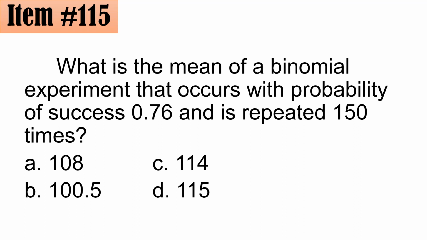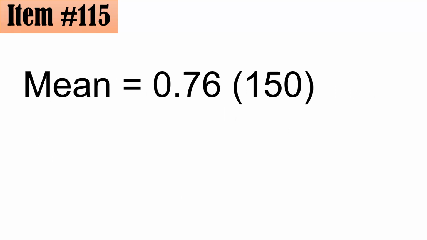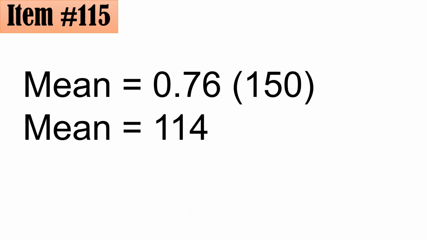Let's see. Letter C. Actually, to get the mean, all you have to do is just multiply them. So 0.76 times 150 is 114. And I agree with you. Letter C. Good job. Okay, so I hope you got it, no? You just multiply them. Next one.